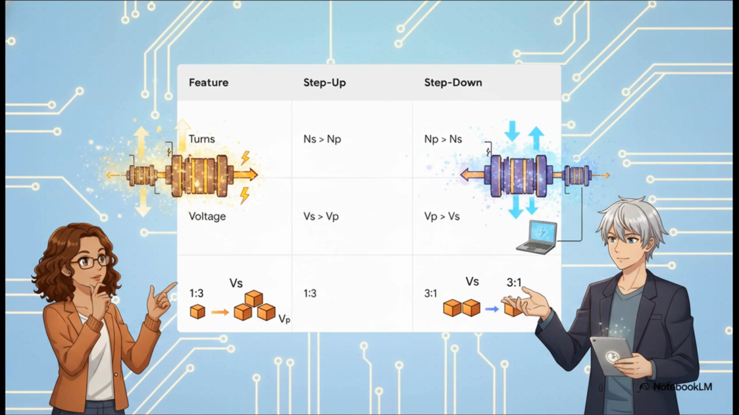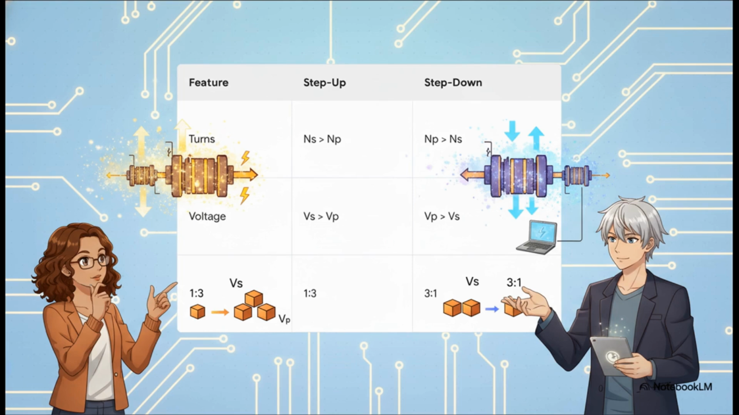On the flip side, we've got the step-down transformer. Here, the primary coil is the one with more turns. NP is greater than NS. And what happens? The secondary voltage drops. Vp is higher than Vs. You might see a ratio like 3 to 1 here.